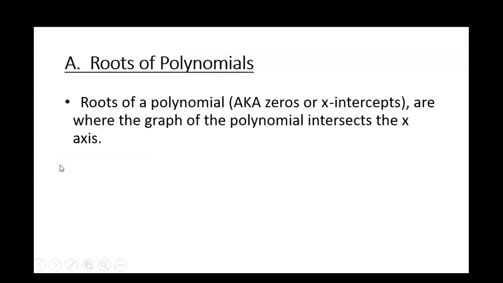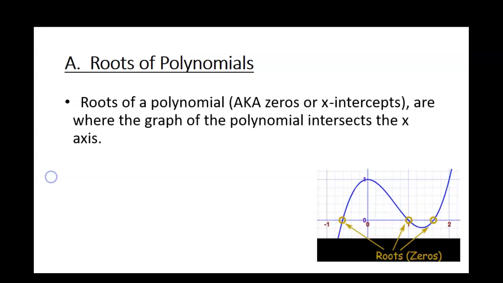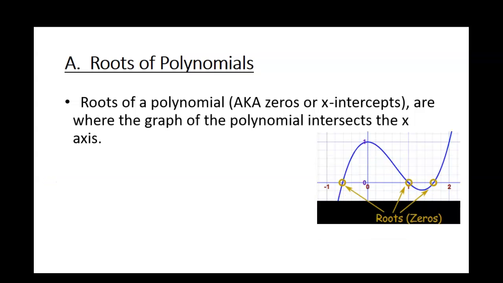So let's talk about some stuff here. I believe I printed a lot of this stuff for you guys already. So the roots of a polynomial are also known as the zeros or the x-intercepts. And once again, it's where it touches the x-axis. So on this picture here, the 3 yellow circles are the roots. So this polynomial would have some roots probably at about -0.6, 1, and maybe like 1.6. So it's like just estimating there.